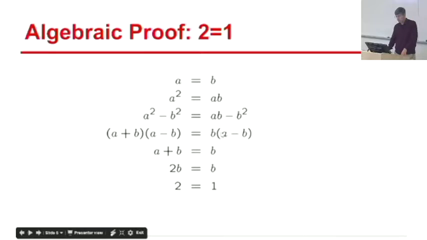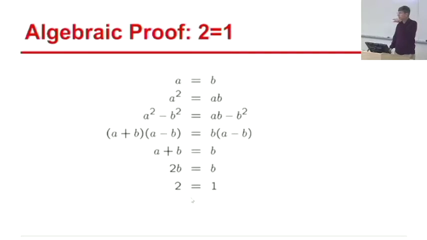Here you just factor out the B's. Now that you've got an A minus B term on both sides, you can cancel it. You get A plus B equals B. Since A equals B, that means 2B equals B. This means 2 equals 1. Okay, and you have a convincing proof of 2 equals 1.